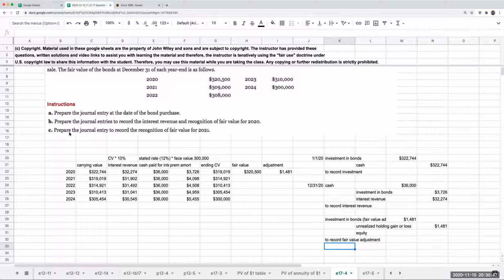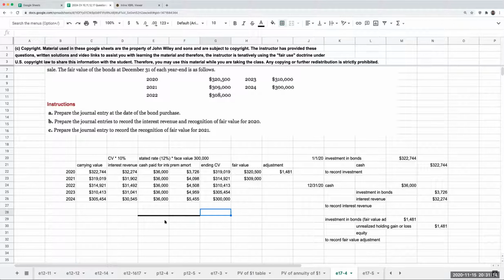Now it's asking me to prepare the journal entry to record the recognition of fair value for 2021. So my fair value for 2021 is 309,000. However, we're going to have to do some, have some fun here.